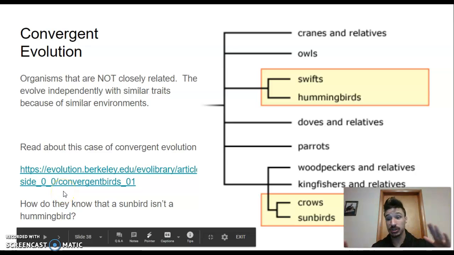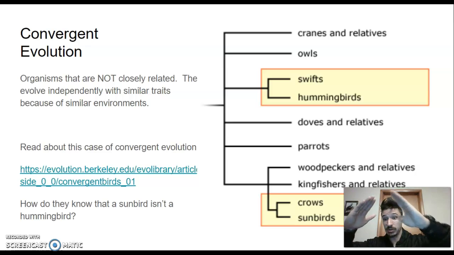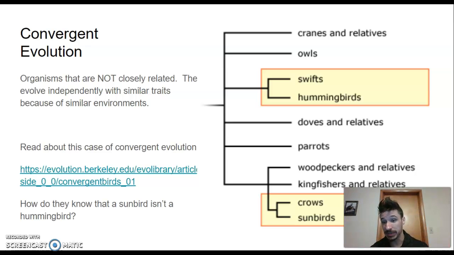Now convergent evolution, again, means they're coming to a peak. They're coming closer together. But these are unrelated species. They're not the same species, but their environments are so similar that they're evolving in similar ways because the environments are selecting similar traits.